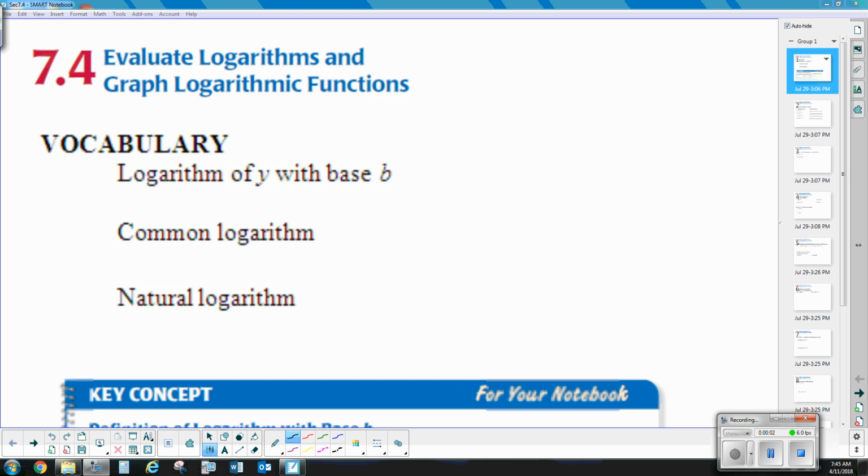Hi ladies, this is lesson 7.4, and in this lesson we're going to evaluate logarithms, and we're looking at graphing logarithmic functions. So we have a few vocab terms.